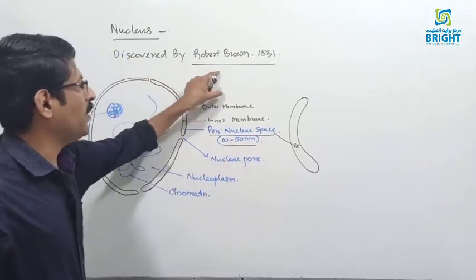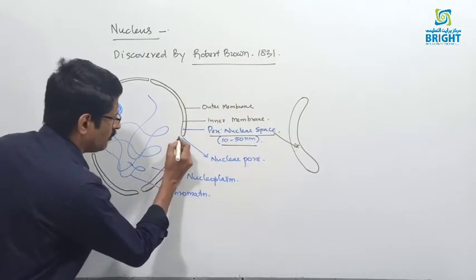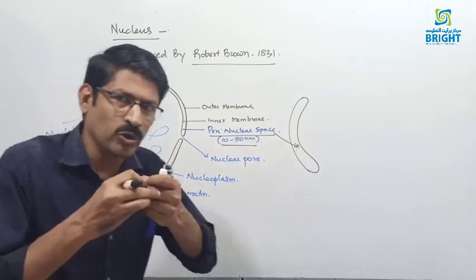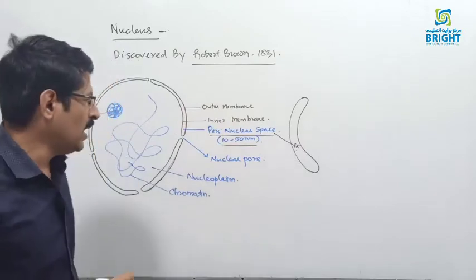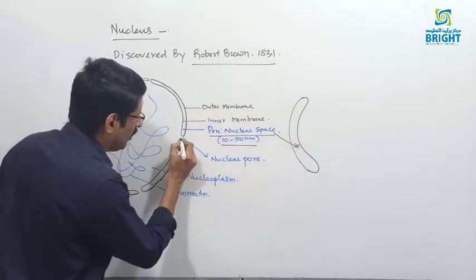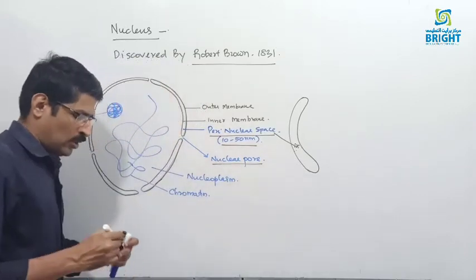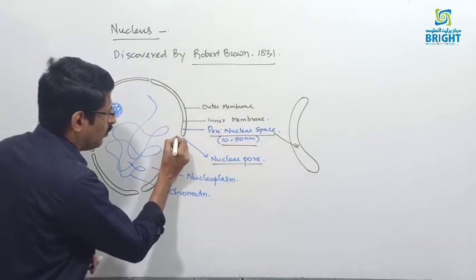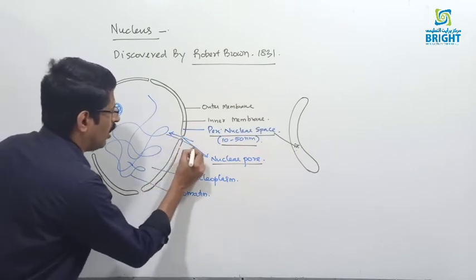The nucleus was discovered by Robert Brown in 1831. The outer and inner membranes are not continuous. They join together and form small, minute openings in the nuclear membrane, and these openings are called nuclear pores. A nuclear pore is a path for movement both into the nucleus and out of the nucleus.